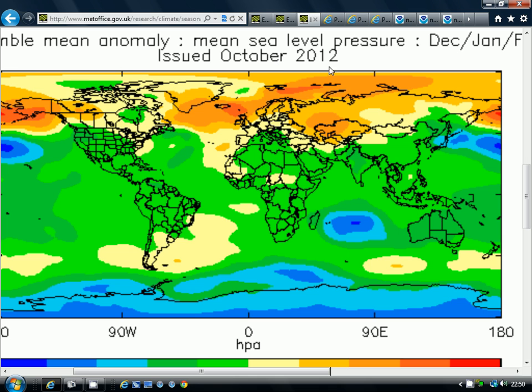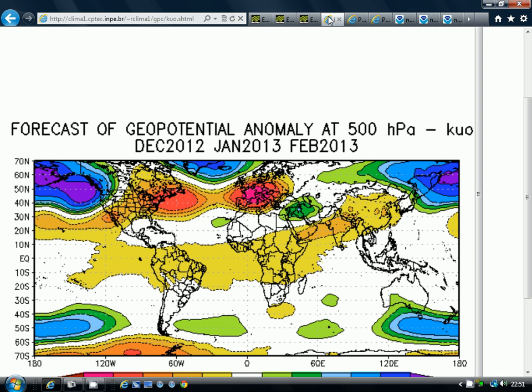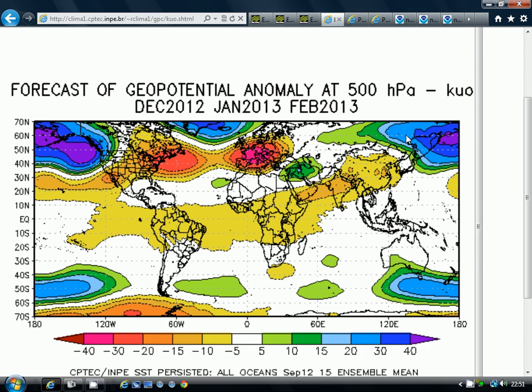So that's quite an extensive, really, blocking area of high pressure being predicted there. Again, this is a mean anomaly for December, January, February, so it doesn't mean that this will be continuous throughout that 3-monthly period, but nevertheless, this is quite an extensive signal here for a big blocking high pressure somewhere to the north of Scotland. Now, the next thing I want to look at is the Brazilian model.